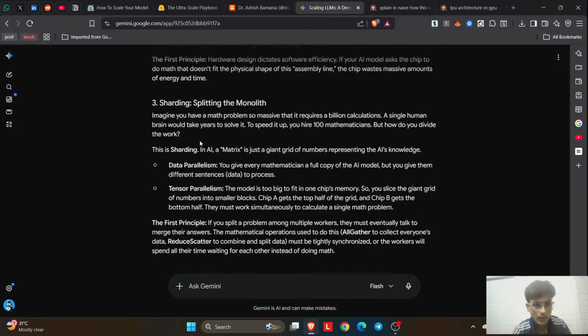You can read it over here. Sharding: imagine a math problem so massive that it requires a million calculations. A single human brain would take years to solve it. To speed it up, you hire 100 mathematicians. But how do you divide the work? This is sharding in AI. A matrix is a giant grid of numbers representing the AI's knowledge, so you divide it using two ways: data parallelism or tensor parallelism. What is data parallelism? You give every mathematician a full copy of the AI model, but you give them different sentences of data to process.